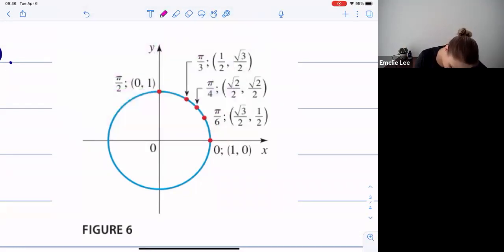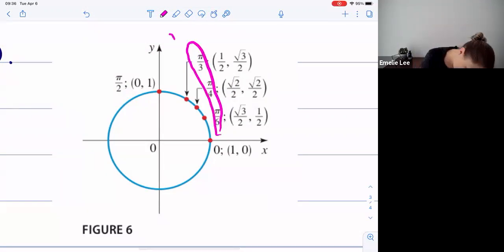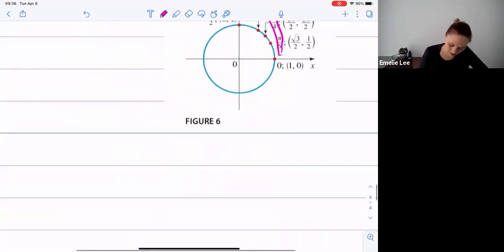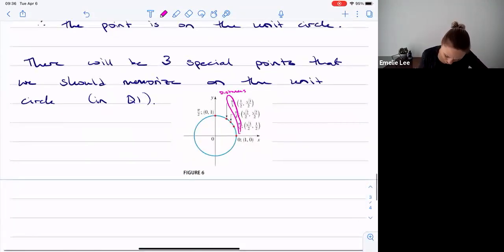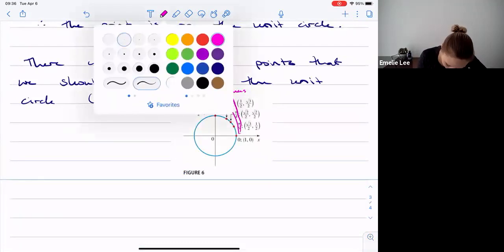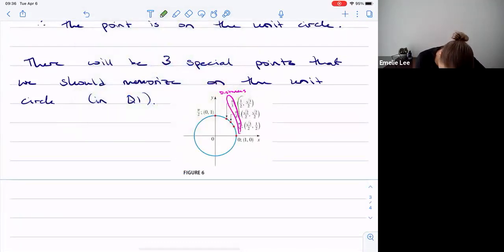Let's see if I can highlight that. Distances. Let's see once I zoom out. And then these are the actual XY points.